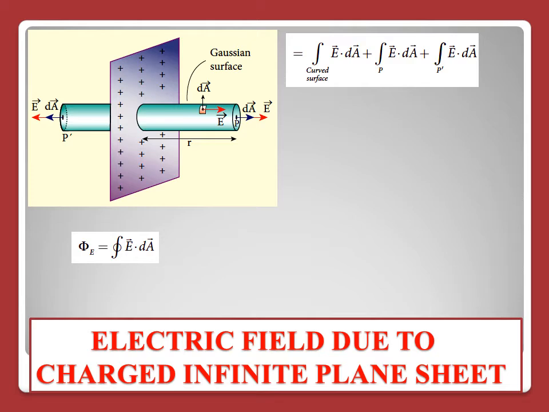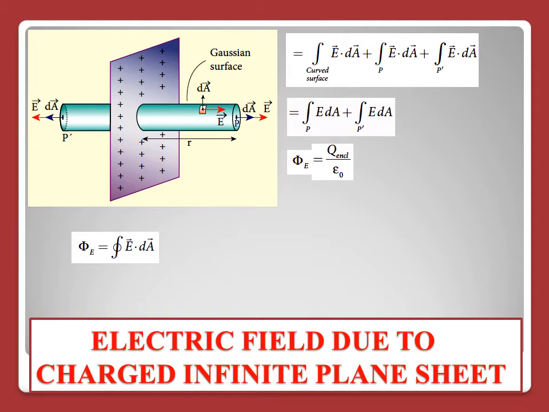The electric field is perpendicular to the area element at all points on the curved surface and is parallel to the surface areas at P and P dash. So since it is perpendicular, that will get cancelled. So your flux will be equal to integral of EdA at P and integral of EdA at P dash. Now total flux linked psi E will be equal to Q enclosed by epsilon naught.